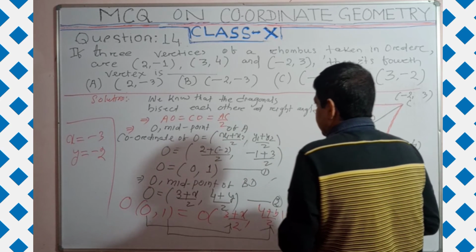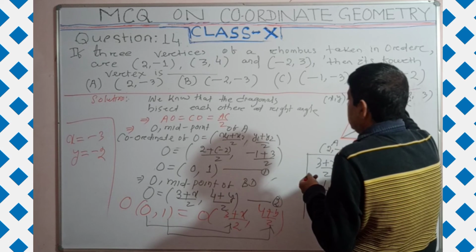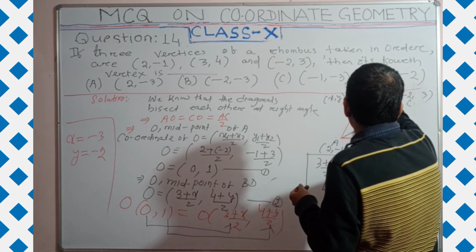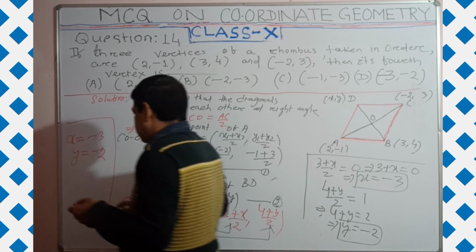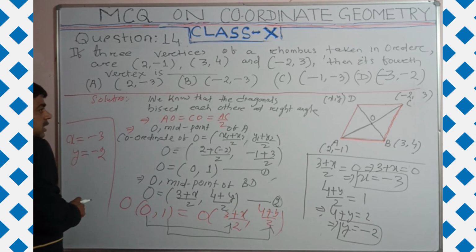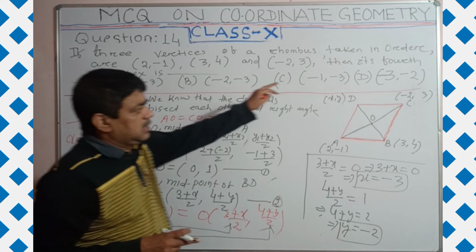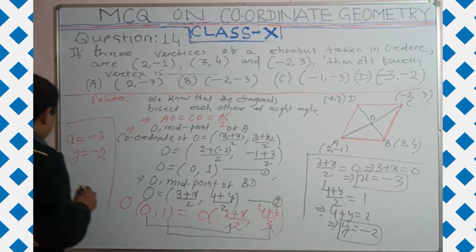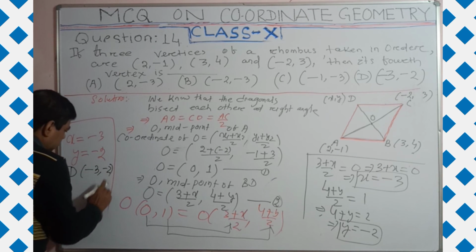Let us just rectify the option D. We have left the minus sign here, so suppose this value will be minus 3, and here minus 3 and minus 2. Then D will be the correct option. There is a little change in the option; option D was plus 3, let us make it minus 3. So the fourth vertex D is (minus 3, minus 2). Yes or no?